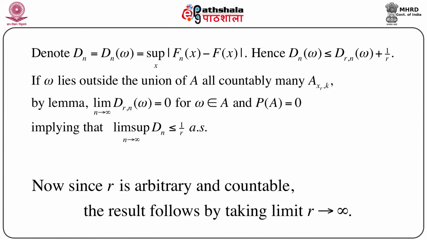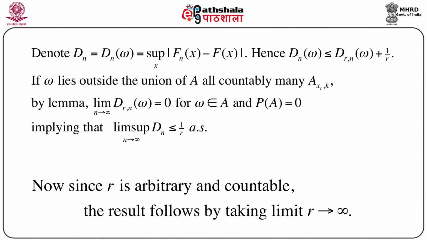Now if omega lies outside the union A of all countably many sets, say A_{x_r,k} and B_{x_r,k}, then by the lemma, the limit of D_{r,n}(omega) equals 0 as n goes to infinity, for omega outside A, and the probability of A equals 0. That means we can think of many sets given by the suffix x_r and k, there must be countably many, and if omega lies outside the union of all such sets, such that the probability of A equals 0, then it is clear that D_{r,n}(omega) goes to 0 as n goes to infinity. This implies that the lim sup as n goes to infinity of D_n is less than or equal to 1 by r almost surely.